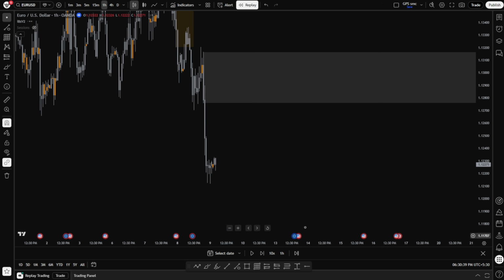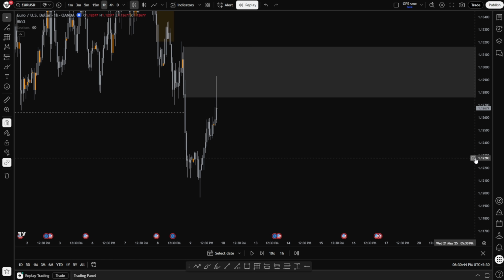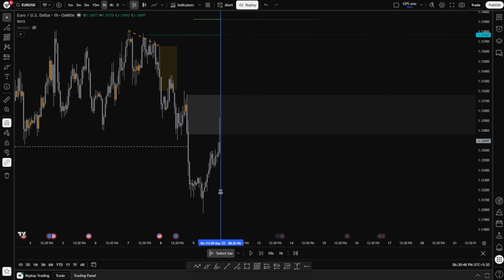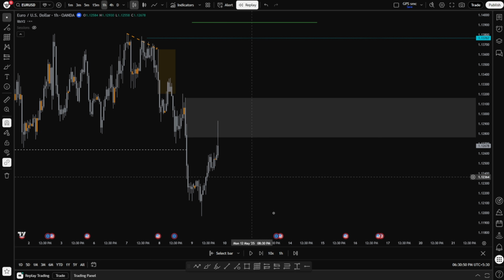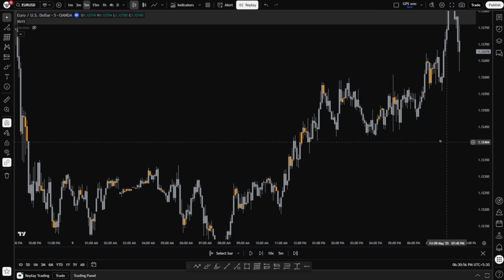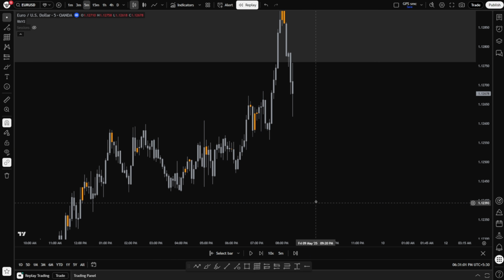So let's fast forward and wait till the market mitigates our points. Okay, so we got a mitigation. So the second after 1 hour mitigates our point of interest, which is this point right here, we go to 5 minutes. Okay, so in 5 minutes, we look for order flow shift like I explained.